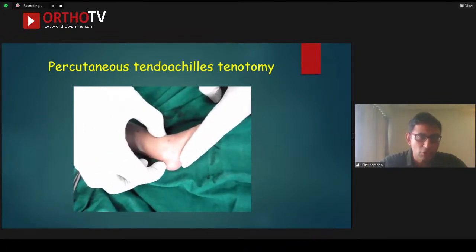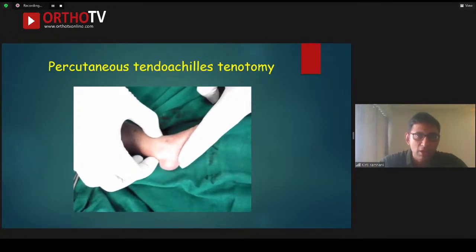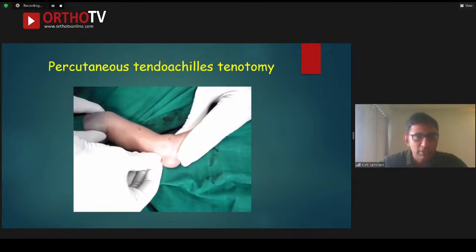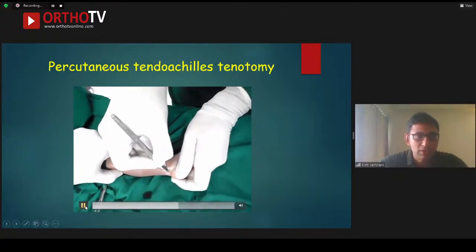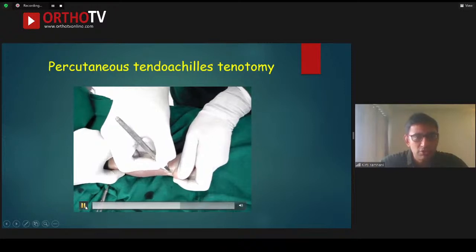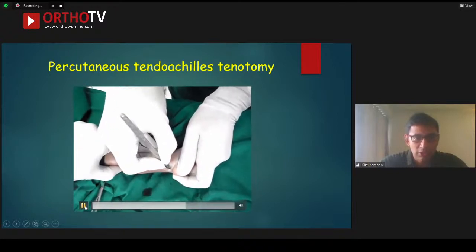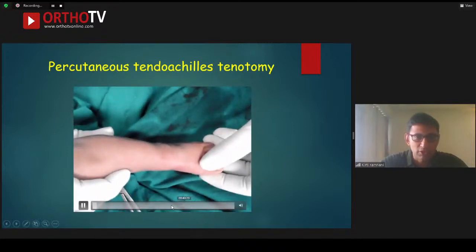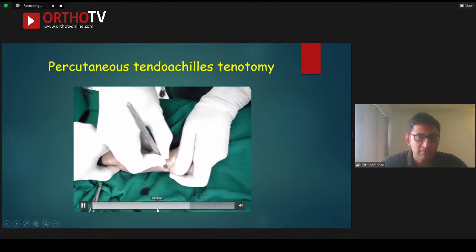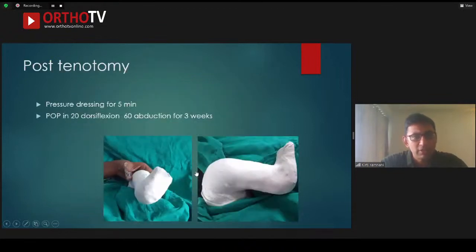Now you palpate the heel cord, palpate the heel. The site of the tenotomy is 0.5 to 1 centimeter above the heel, to prevent damage to the cartilage. Then you introduce the knife parallel to the tendo-Achilles and anterior to the tendo-Achilles. You turn the knife 90 degrees. After you have done the tenotomy, you apply a pressure dressing for 5 minutes. And once the bleeding stops, you apply the cast in 20 degrees of dorsiflexion and 60 degrees of abduction for 3 weeks.